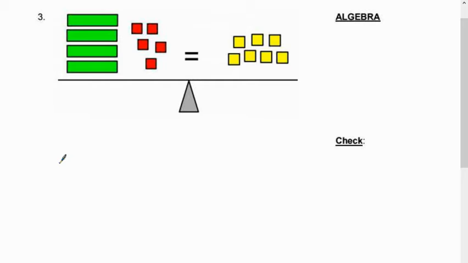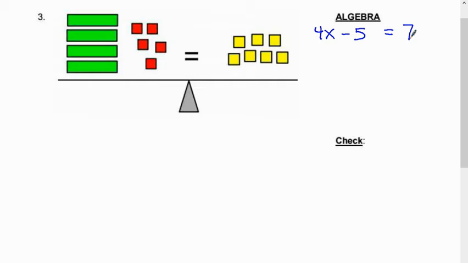In example 3, I again have to come up with the equation first. So looking at the left-hand side of the equal sign, I can see that I have 4 green rectangles, which I'm going to call 4x. I'll keep using x as my variable. And this time, notice that there are 5 red squares, which is going to represent the constant -5. So the left-hand side is going to say 4x minus 5. And then if I look at the right-hand side of the equal sign, I see 7 yellow squares, which is the constant 7. So our equation says 4x minus 5 is equal to 7.